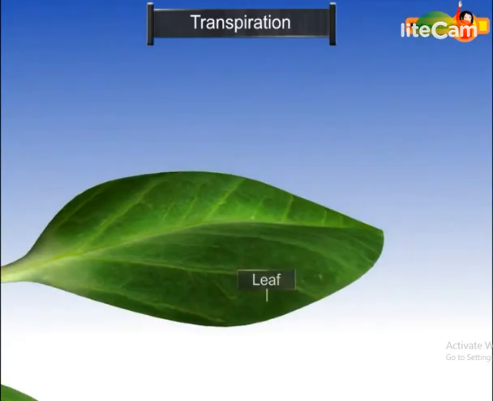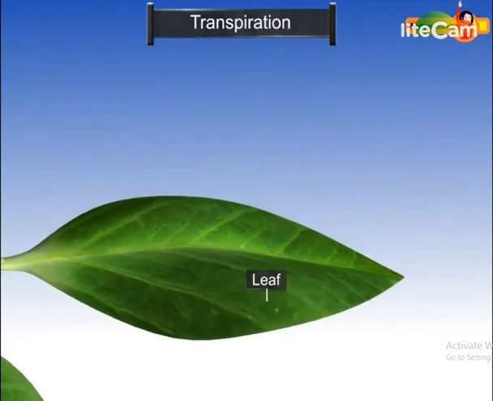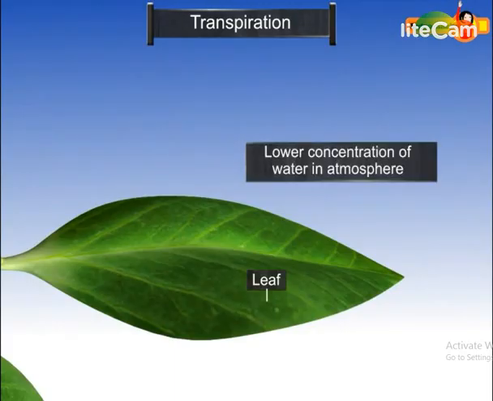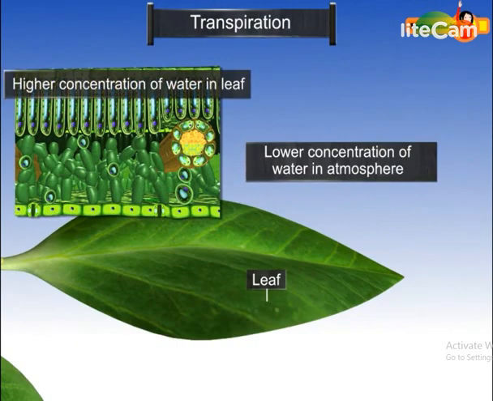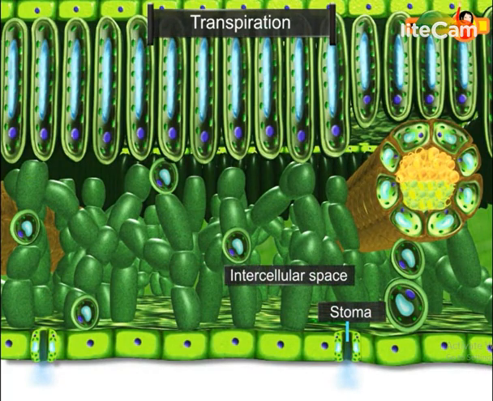The process begins in leaves, which are the site of transpiration. The concentration of water vapor in the atmosphere is lower than that in the intercellular spaces of the leaf. Due to this difference, through the stomata, the water vapor diffuses from the intercellular spaces to the outside air. This process is known as transpiration.